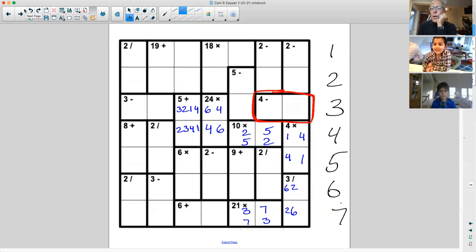Can I do it? Oh yeah, but I want Cam to get in this. He's very distracted. There's a lot of activity at his house.